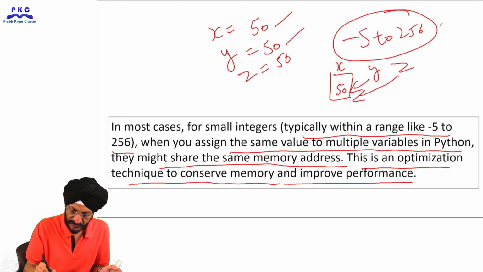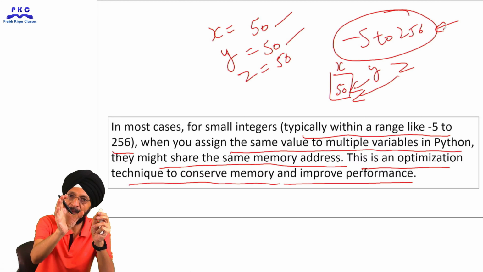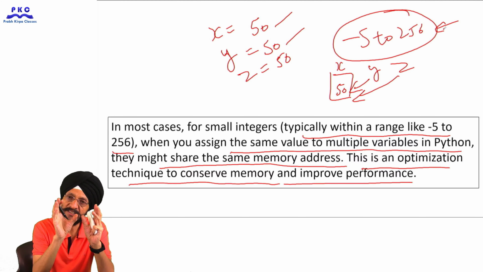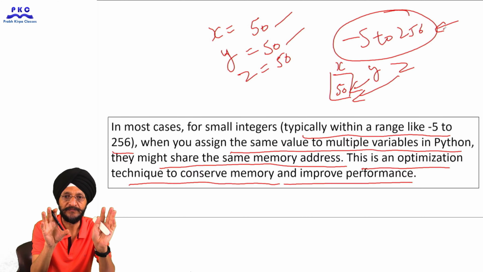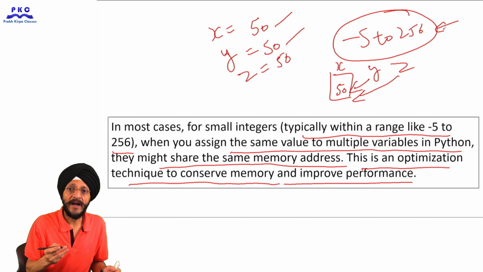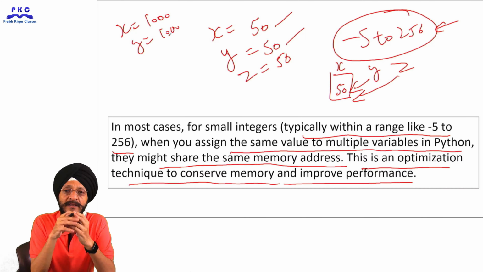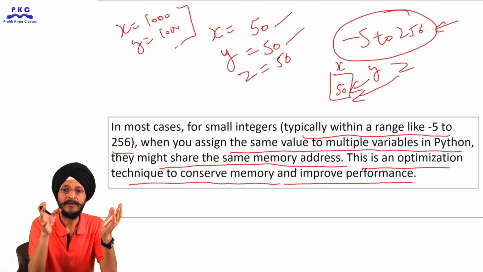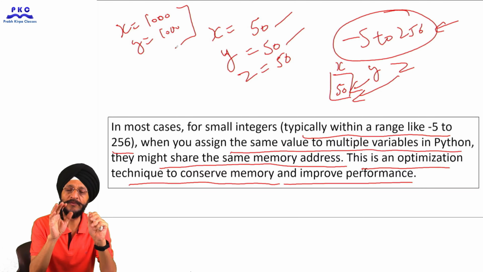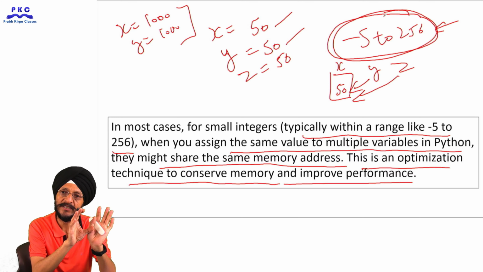Now, it is given that for the specific range -5 to 256, the memory location will be the same. It is general, that is, in most cases this will be found. But yesterday I tried out with x is equal to 1000, y is equal to 1000, and I found out that the memory location of both was the same. It may also happen. I am only saying that in most of the cases, when we take the value as -5 to 256, the memory location is the same.